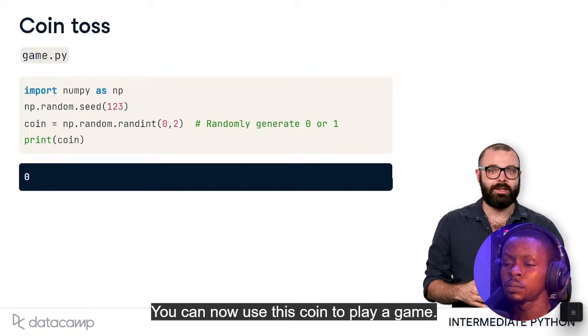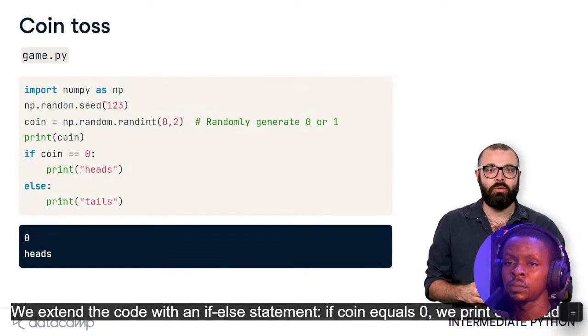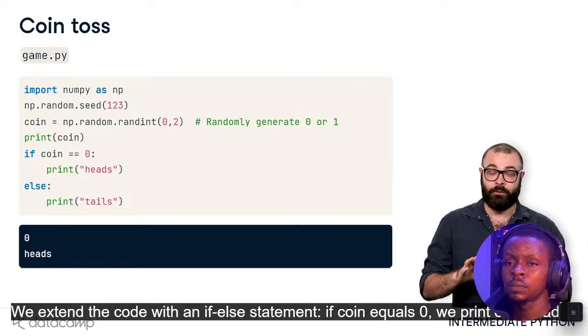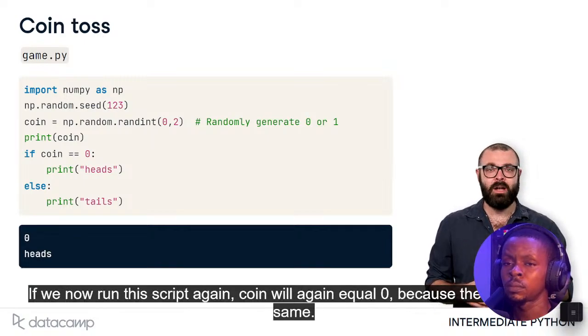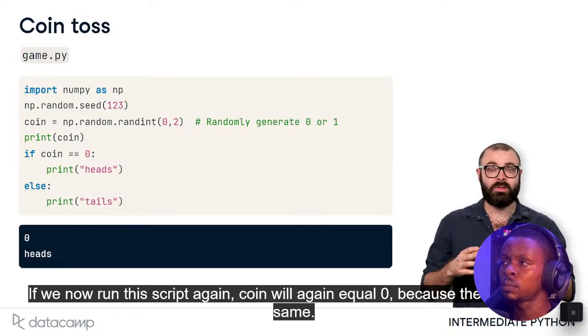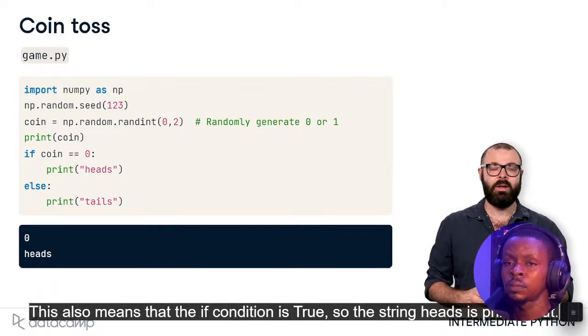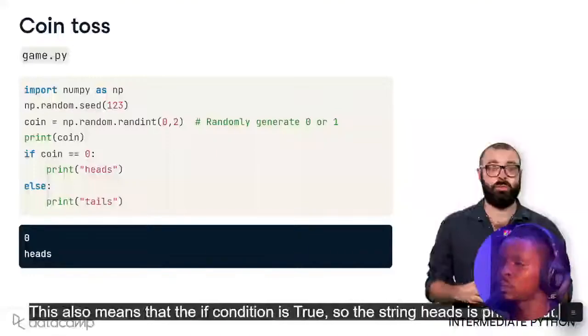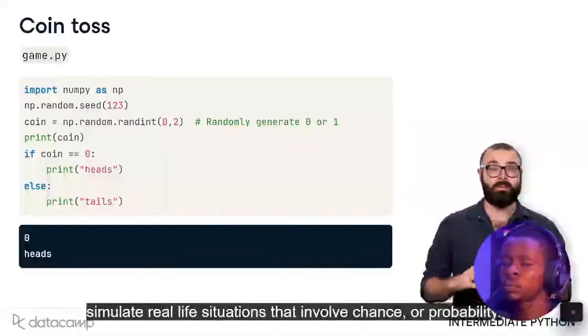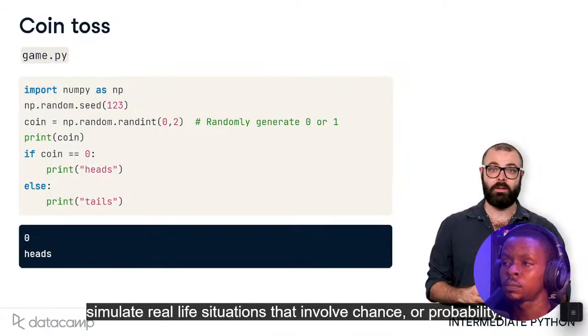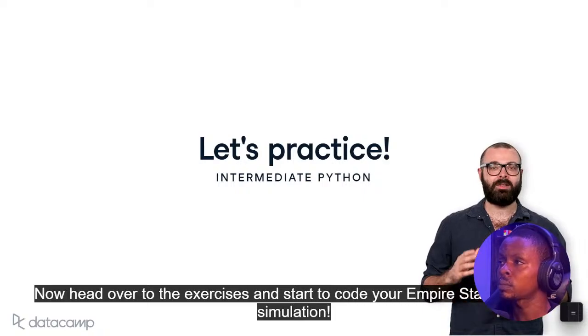You can now use this coin to play a game. We extend the code with an if-else statement. If coin equals 0, we print out heads. If it equals 1, we print out tails. If we now run this script again, coin again equals 0 because the seed is the same. This also means that the condition is true, so the string heads is printed out. This was a first example on how you can use random numbers to simulate real-life situations that involve chance or probability. Now head over to the exercises and start to code your Empire State Building simulation.